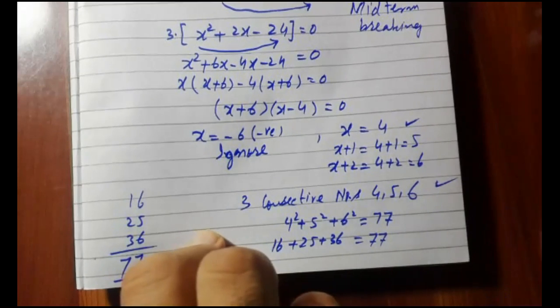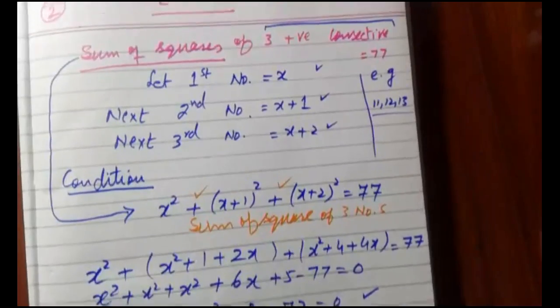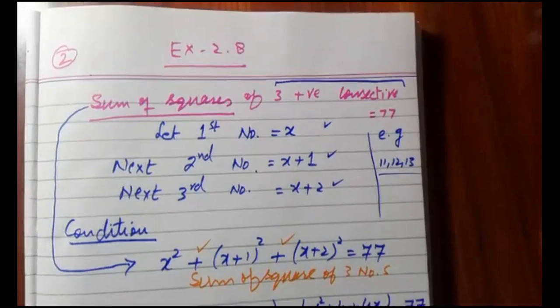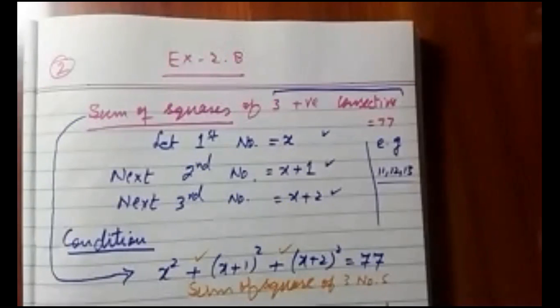Then we will proceed to the next question. From the statement of question number 2, the sum of squares of 3 positive consecutive numbers. We don't know which numbers they are, so you will start by assuming the first number is x, then the next consecutive number will be x plus 1, and the next will be x plus 2. Then you will apply the condition, that the sum of squares should be equal to 77.